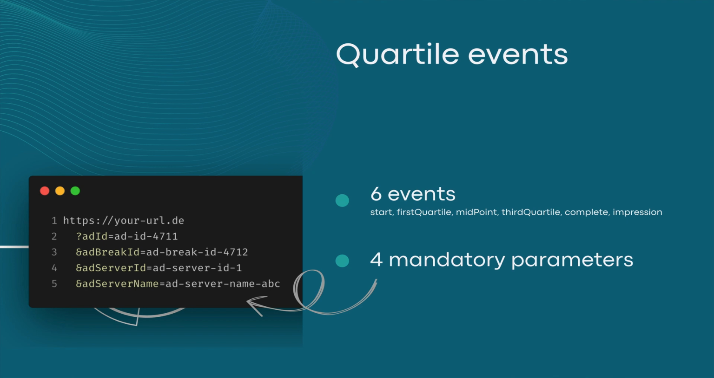And then we have the ad ID, which is the reference for the single ad played out during the ad break. We have the ad server ID, which is the unique identifier of the ad server you configured. And we have the ad server name you configured in our customer panel, which is there for easier readability. So now you have three possibilities to track your ad breaks.